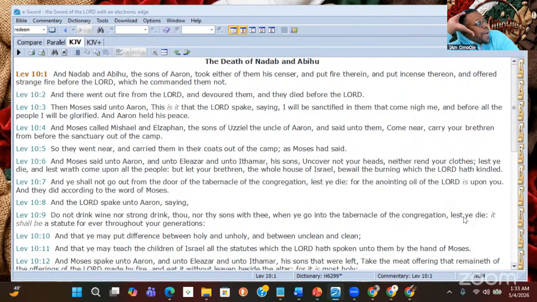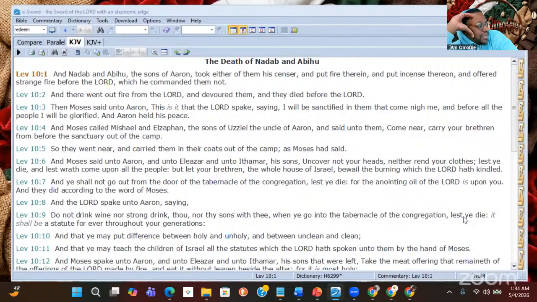Right. Then Moshe said unto Aharon, This is it that Jehovah spake, saying, I will be sanctified in them that come nigh me, and before all the people I will be glorified. And Aharon held his peace. And Moshe called Mishael and Elzaphan, the sons of Uzziel, the uncle of Aharon, and said unto them, Come near, carry your brethren from before the sanctuary out of the camp. Wow. So they went near and carried them in their coats out of the camp, as Moshe had said.